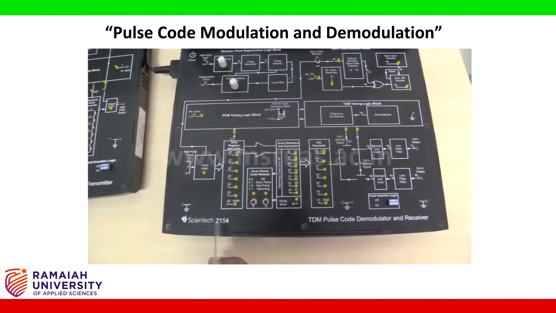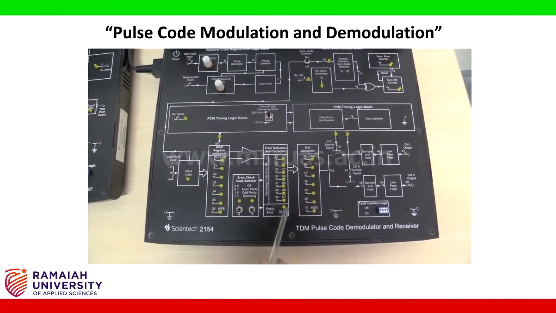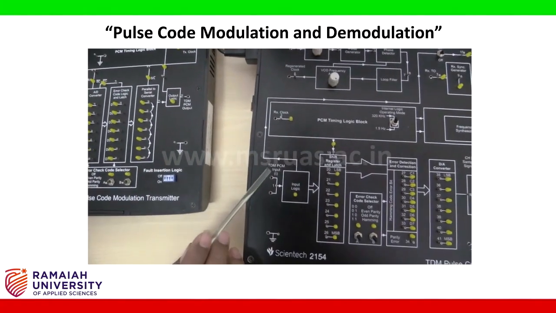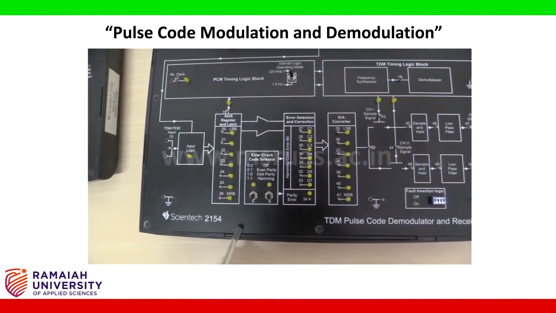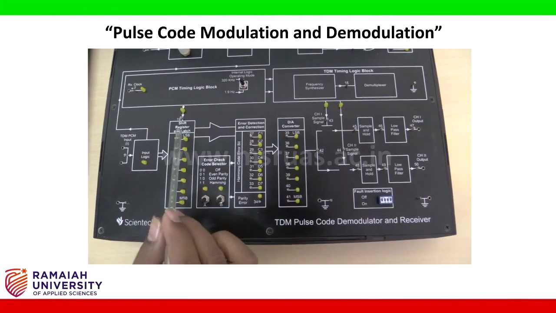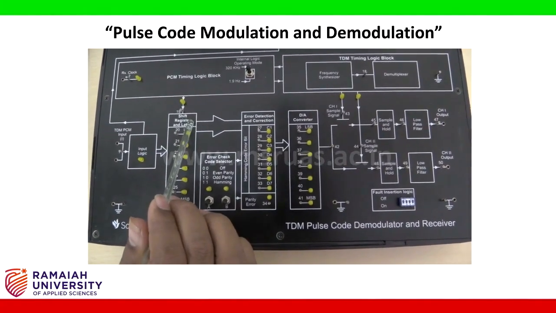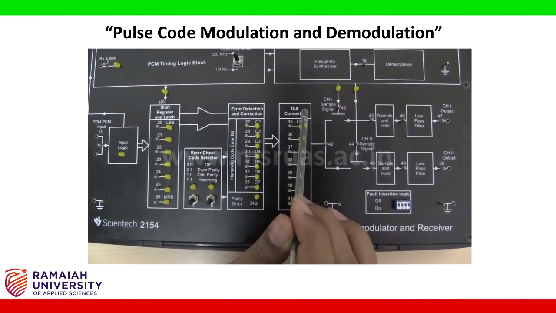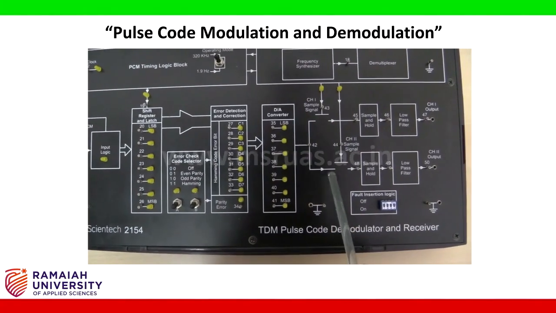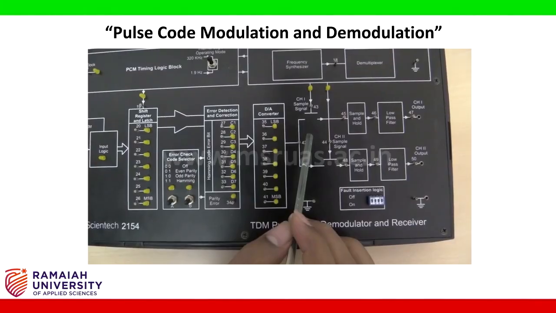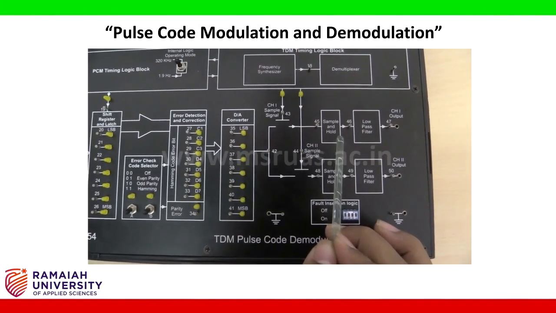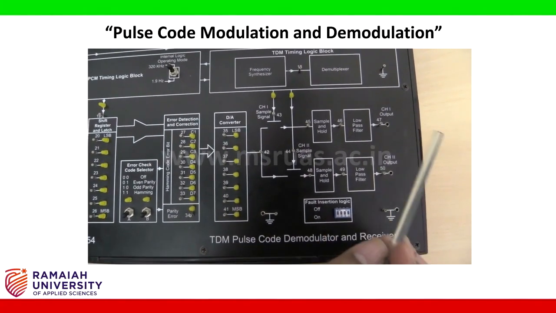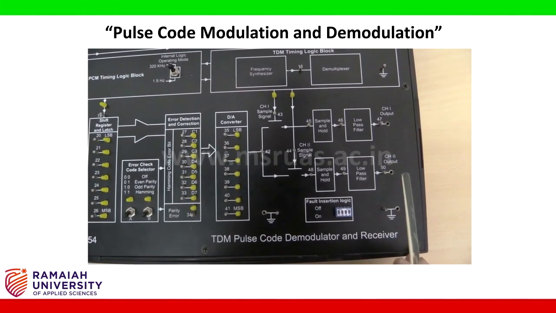Then in Syntec 2154 we have the PCM demodulation block. Here we connect the TDM PCM output to the TDM PCM input of the Syntec 2154 board. We have a serial to parallel converter using a shift register, and then it is converted by the digital to analog conversion. The channel 1 and channel 2 slots are demultiplexed and processed, and finally low pass filtered, and then we get the channel 1 signal as well as the channel 2 signal separately.